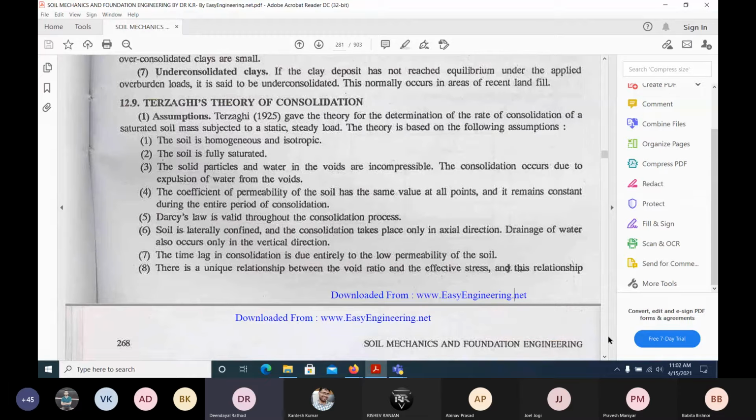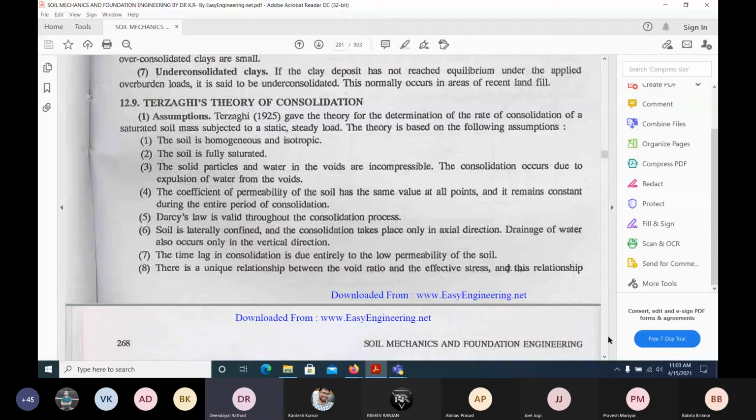Terzaghi has assumed it, but it's not the case actually. So these are all just assumptions. The soil is homogeneous and fully saturated. The coefficient of permeability is the same in all directions, and Darcy's law is also valid throughout the process.